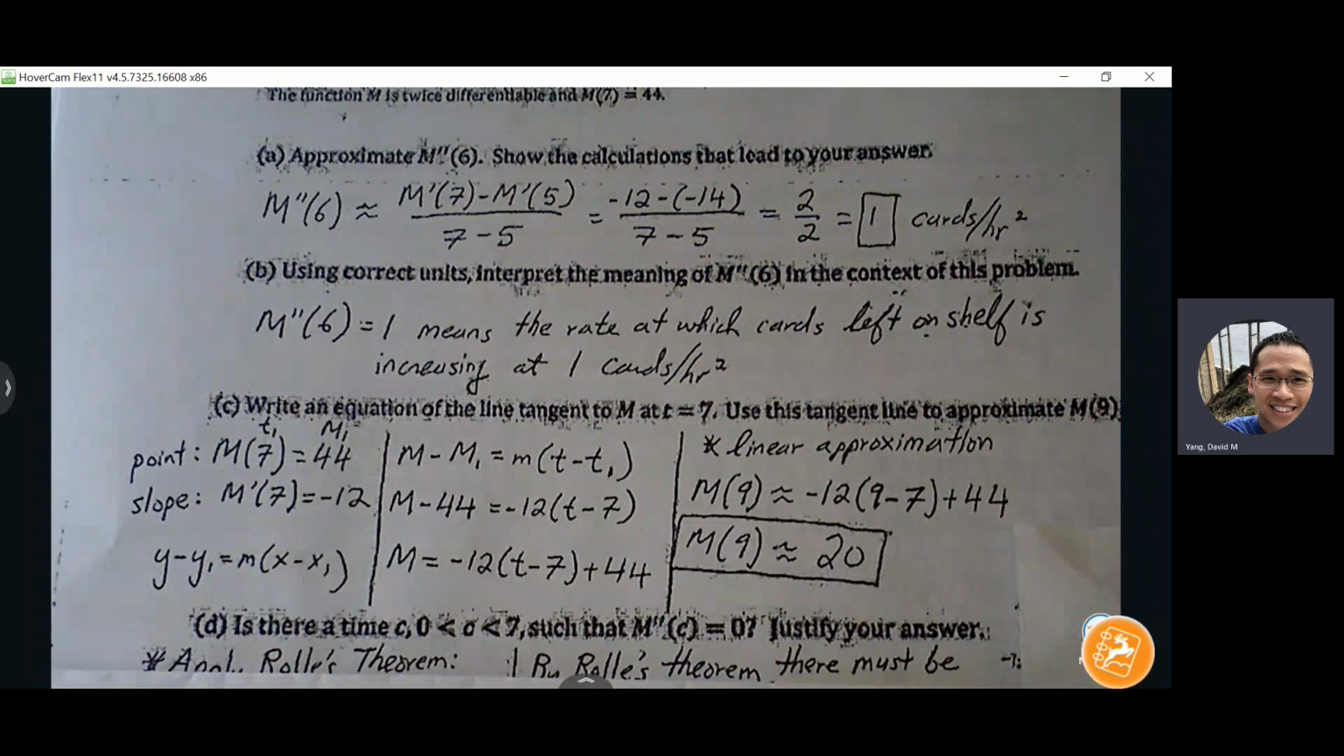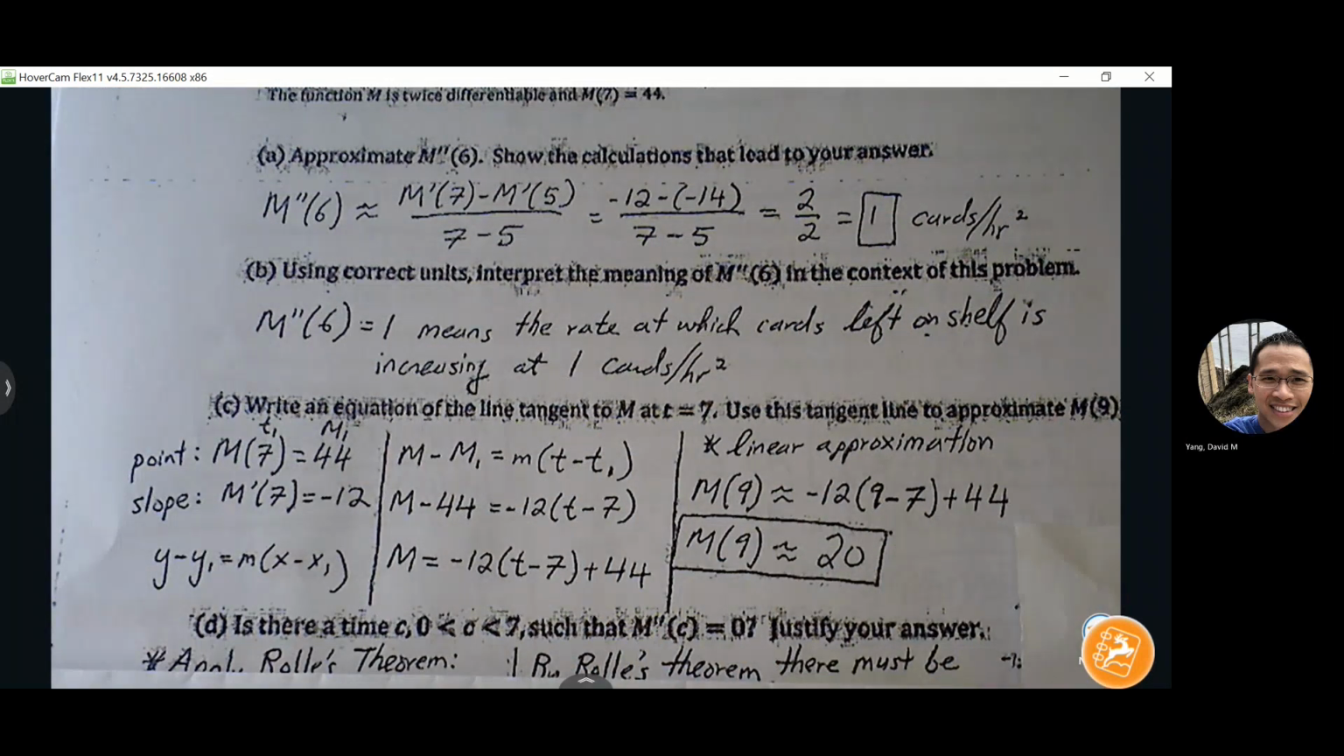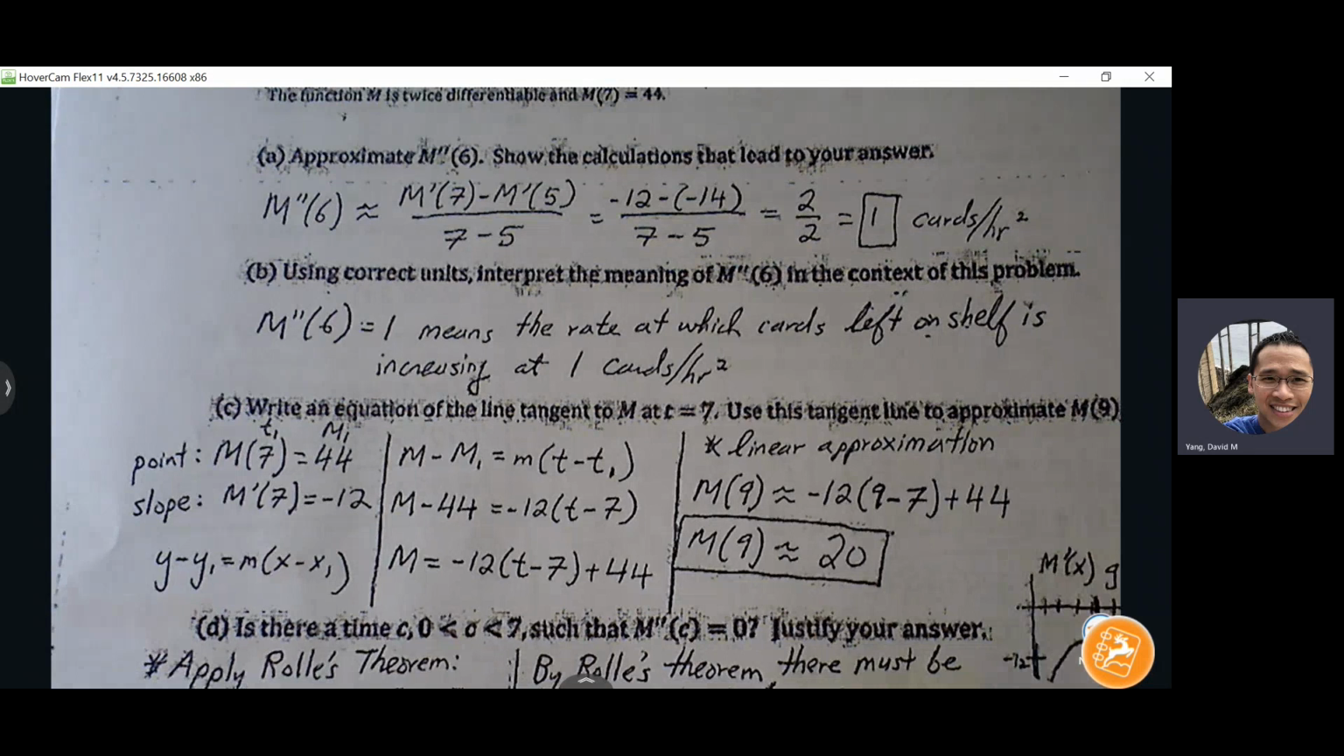So because 4 and 7 share the same m prime value, you know that if my m prime is negative 12 and another m prime value is negative 12, then on that graph, the graph has to loop down and come back up, or go up and come back down. It's got to hit a slope 0 somewhere between, right? So we got to apply Rolle's theorem there.